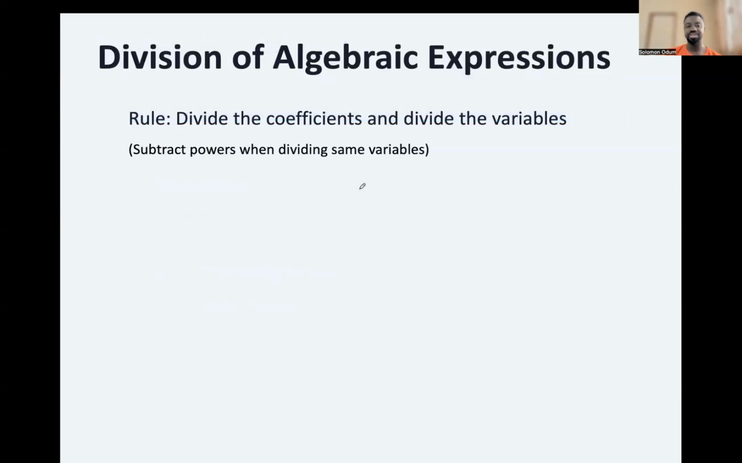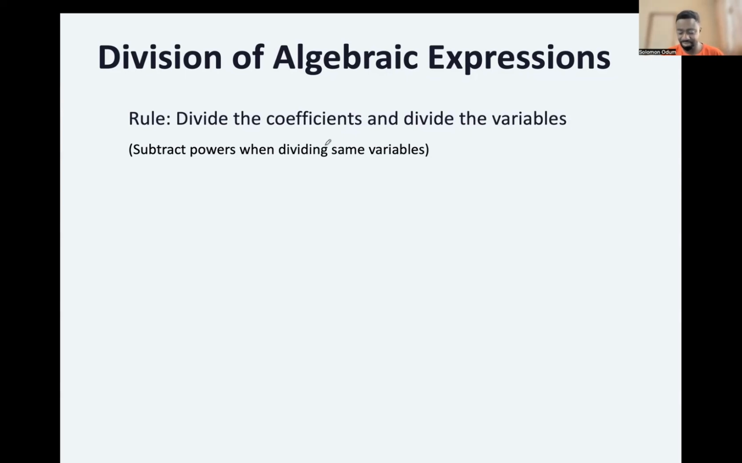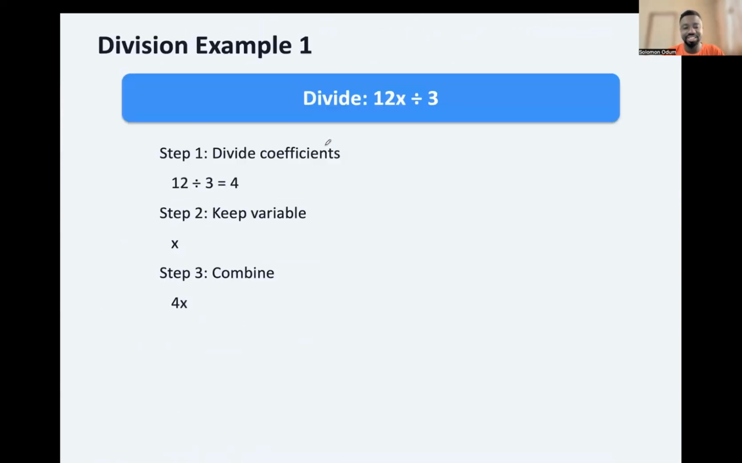Now, division of algebraic expressions. When we multiply, we add the powers. In division of algebraic expressions, we subtract the powers and divide the coefficients. So you divide the numbers. How do you do that?